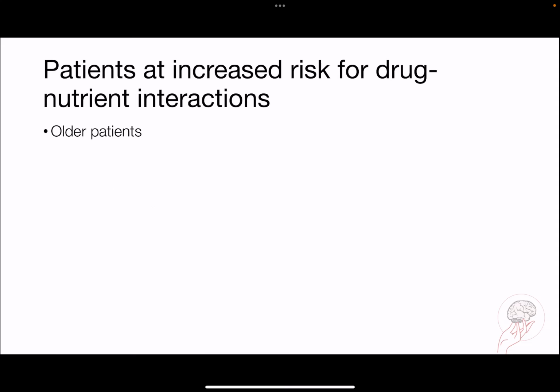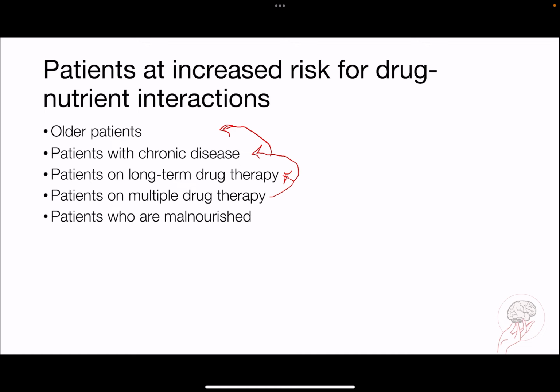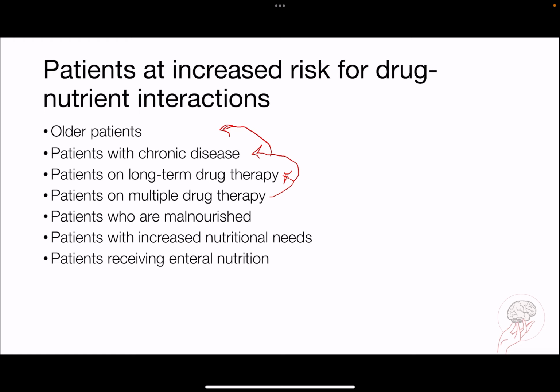And patients at risk for drug nutrient interactions are often older patients, patients with chronic diseases, patients that are on a long-term drug therapy, or patients who are on a multiple drug therapy. And these aren't exclusive to each other. These are actually all interrelated. Older patients tend to be patients with chronic diseases on long-term drug therapy using multiple drugs. Not always, but they tend to. Patients who are malnourished, patients with increased nutritional needs, or patients receiving enteral nutrition.